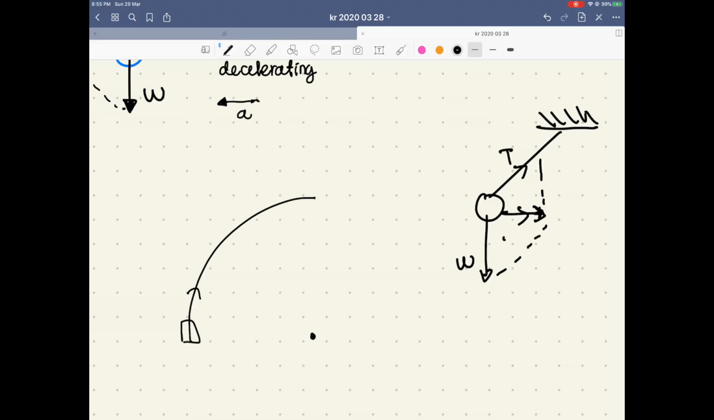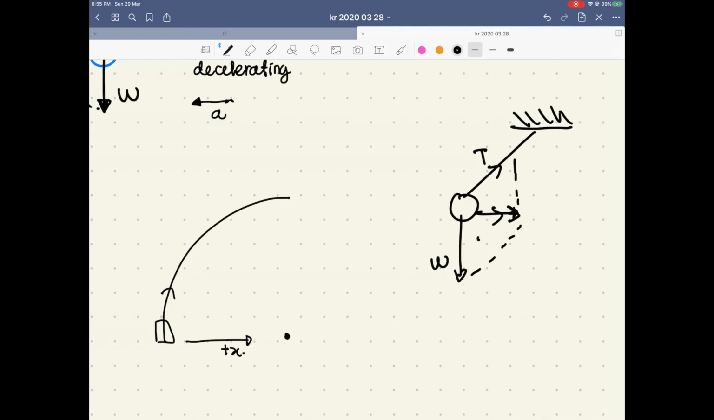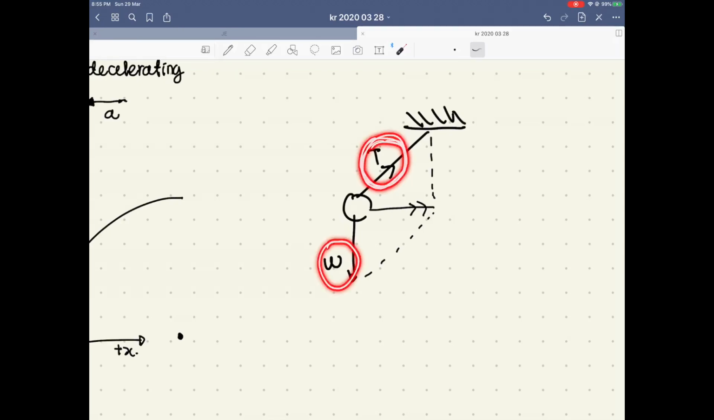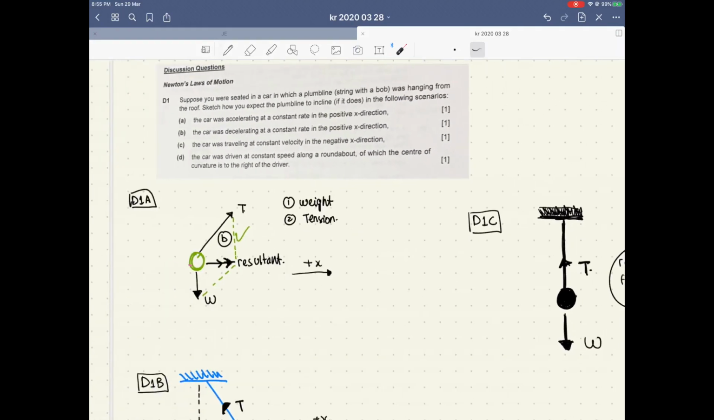Then it's pointing to the right, so positive x is this way. Okay. No, you don't call it positive x, but it's pointing to the right. Then your resultant must be pointing to the right like this with two arrows, and that is happening because your tension is slanting to the right, so that's why the resultant is to the right. So that's it. That's question D1.